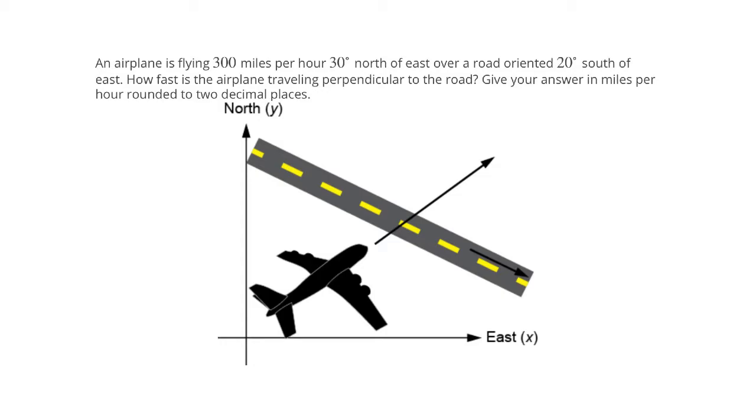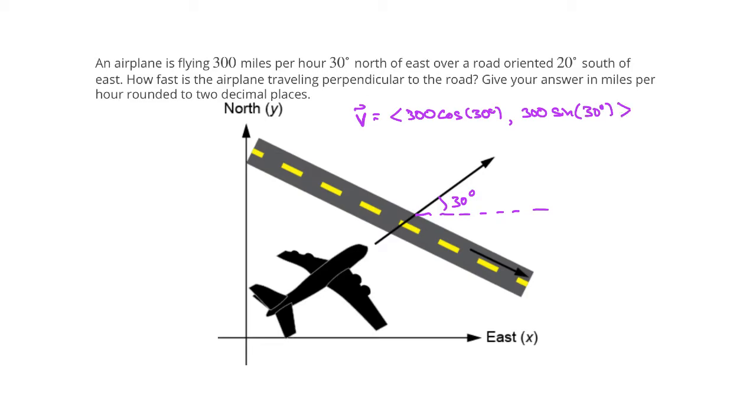So what we're imagining here is if we wanted to write down the velocity vector for the airplane. In that case, if we're imagining a horizontal and we're going at 30 degrees, then our velocity vector for the airplane is going to be 300 times the cosine of 30 degrees, and 300 times the sine of 30 degrees.